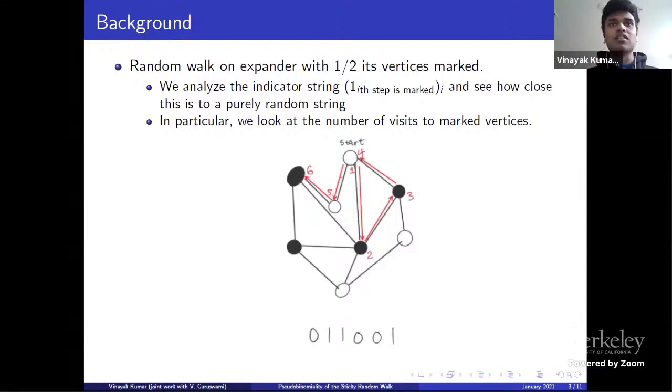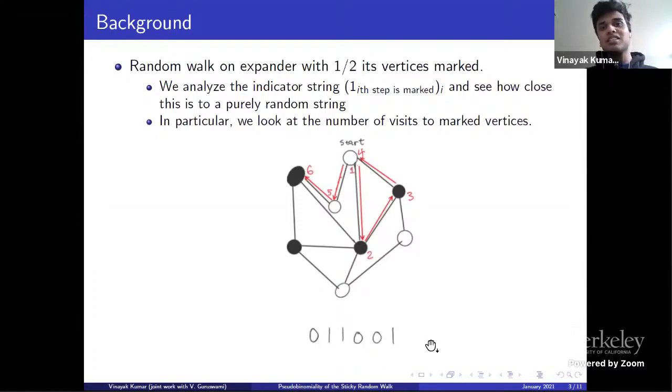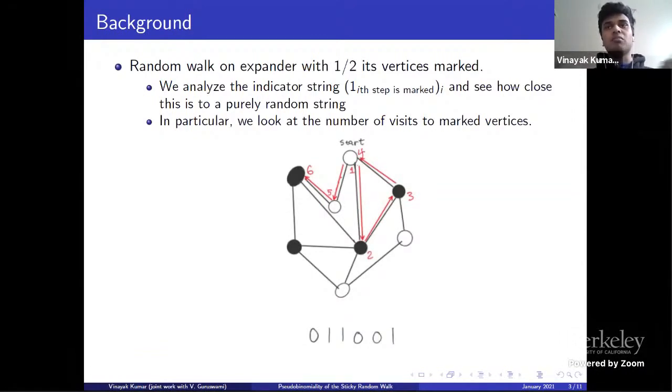So a particular model of an expander walk we look at is one where we have an expander graph and then we mark half of its vertices. And we look at a bit string distribution where we do a random walk and then we look at the indicator string, which indicates which step was on a marked node. So for example, if we have a random walk here, you can verify that this is the bit string corresponding to it, since the first step is not marked, the second and third steps are marked, and so on. And what we focus on is the total number of visits to a marked node, which is equivalent to looking at the number of ones in the string, or the Hamming weight of the string.